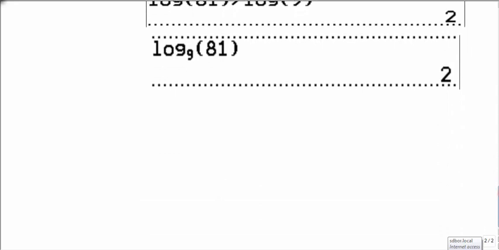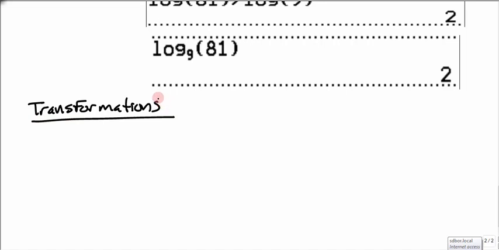Now transformations on the graph work the same as they have for any other transformations, but let's go ahead and run through a few quick examples. I won't graph these out, but we'll just list what the transformations are. For instance, let's start with one. g of x equals 9 plus log base 2 of x.